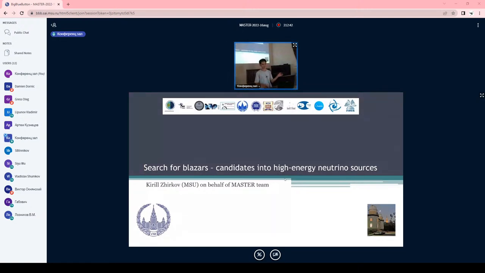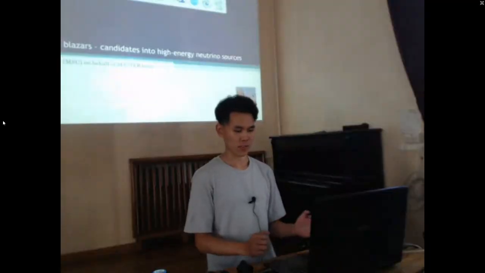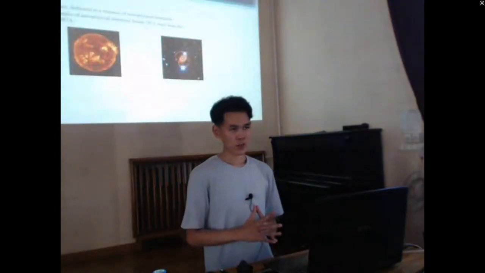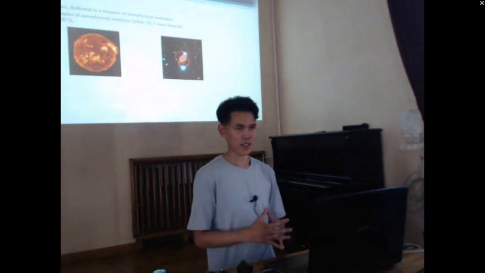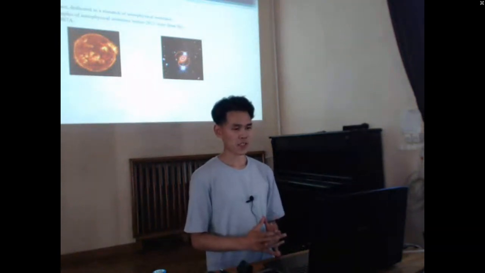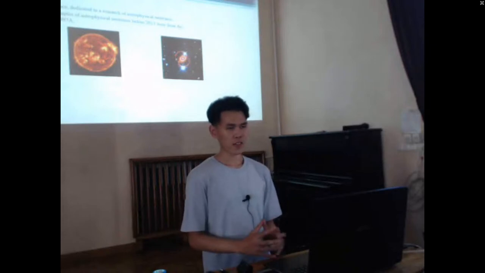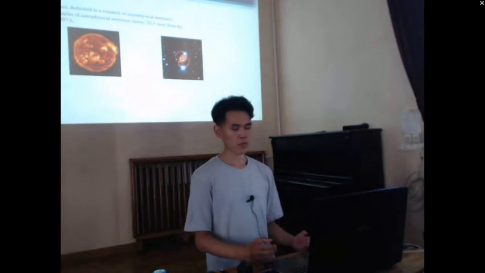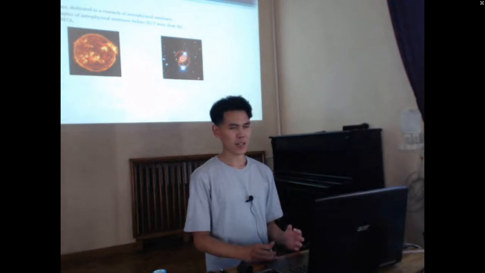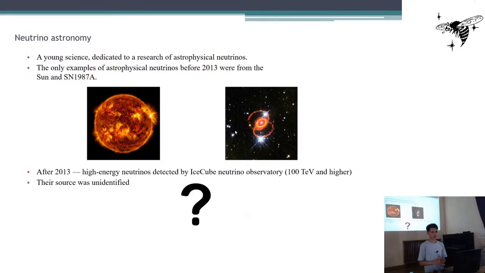Hello everyone, I am Kirill Zhirkov from MASTER Team, and I will talk about the search for blazar candidates for high-energy neutrino sources. So, neutrino astronomy is a relatively young science, and is mostly dedicated to the research of astrophysical neutrinos. Before 2013, the only examples of such astrophysical neutrinos were the neutrinos from the Sun and from the same famous supernova 1987A. However, after 2013, IceCube Neutrino Observatory announced the detection of high-energy neutrinos of unknown origin. They were deemed astrophysical neutrinos.